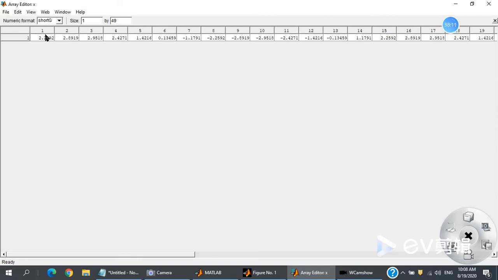From 1 to 14 is one period, and then 15 to 28 should be the next period. 15 is here, then 28, then next is 29. 29 will be the next period, right? 29 and 15 are the same, so they are the first value of one period, one cycle. 2.2592, yeah, they are the same. So every 14 is one period.